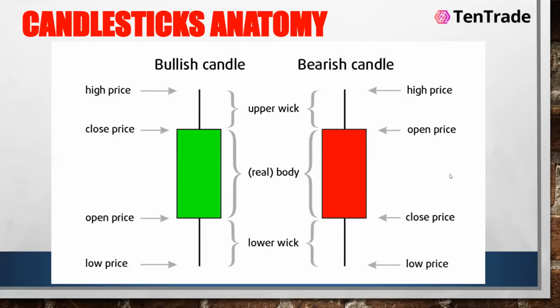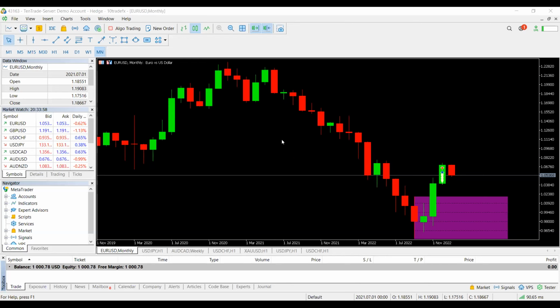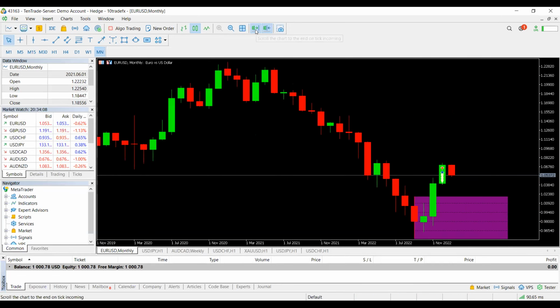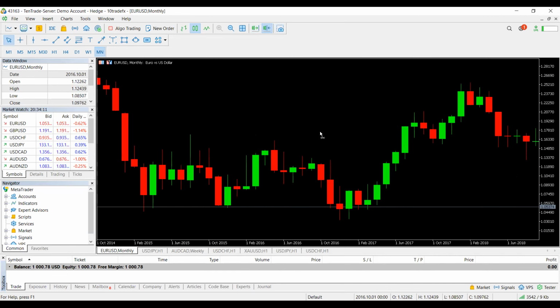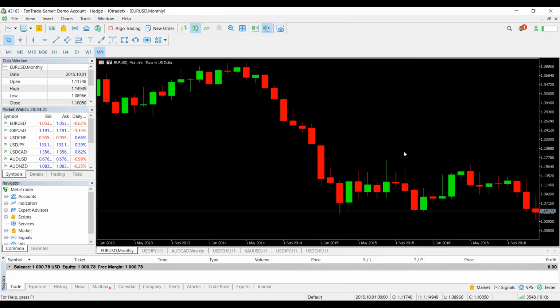Now let's talk about candlesticks anatomy real quick. So let me show you something real quick. So this is a trading platform called the MetaTrader 5 platform. It's called MetaTrader. So a trading platform is a platform that gives us a visual representation of fluctuations in price. And that fluctuation is measured. We are using candlesticks to depict them.